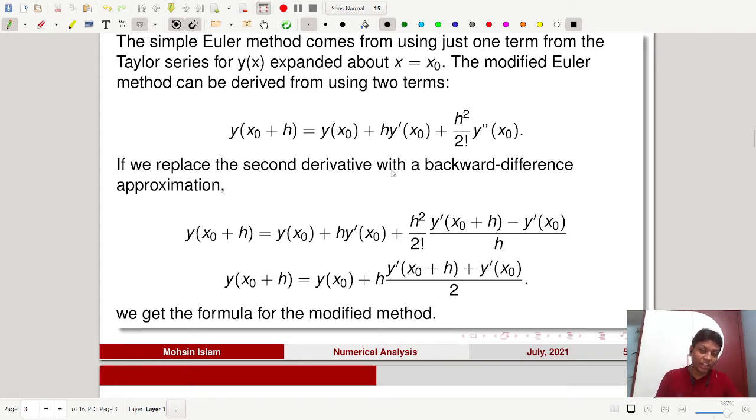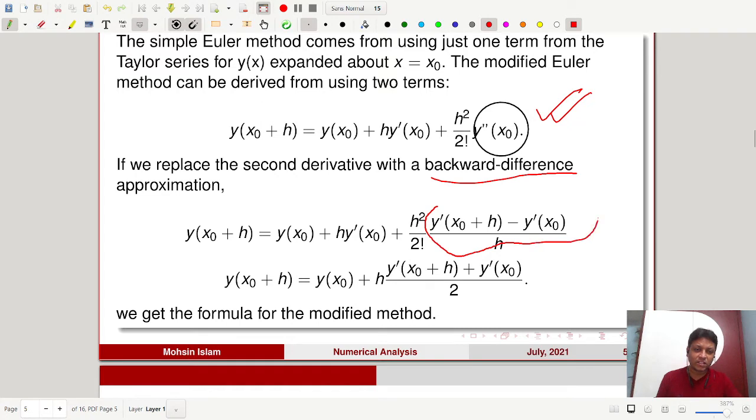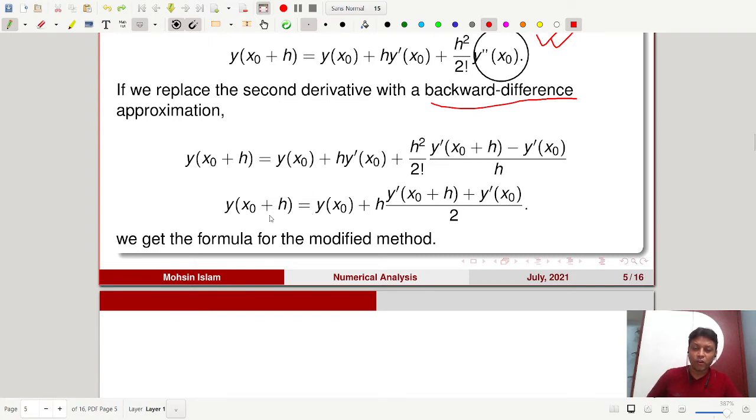If we replace the second derivative with a backward difference approximation, then it comes to be like this. This is the result: it is replaced by h^2/2! times (y'(x_0 + h) - y'(x_0))/h, where y prime denotes the first order derivative. If you simplify, you will get y(x_0 + h) = y(x_0) + h (y'(x_0 + h) + y'(x_0))/2. We get the formula for the modified Euler method. This is the formula for the modified method.